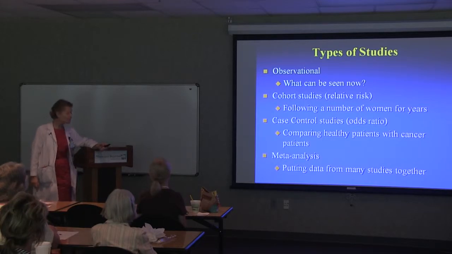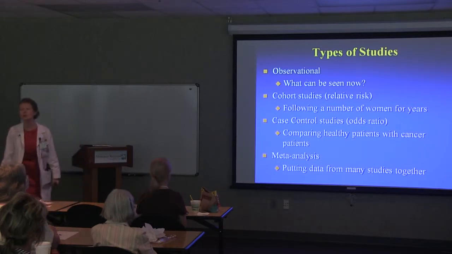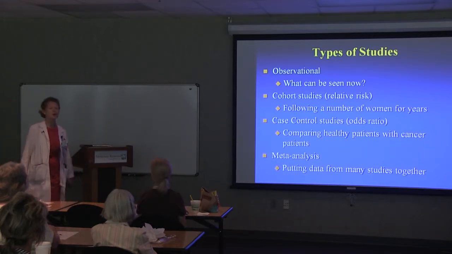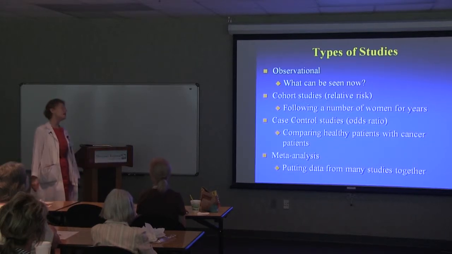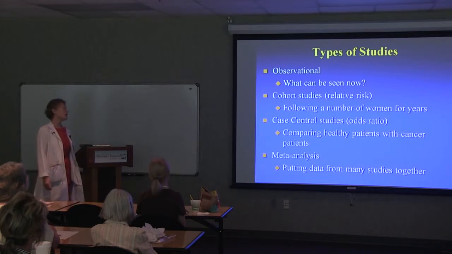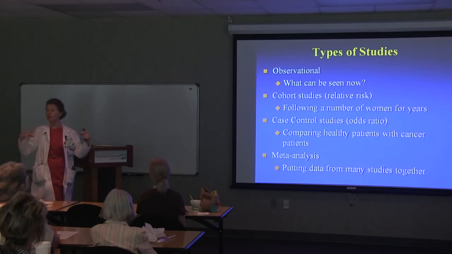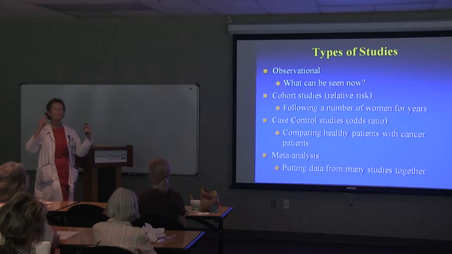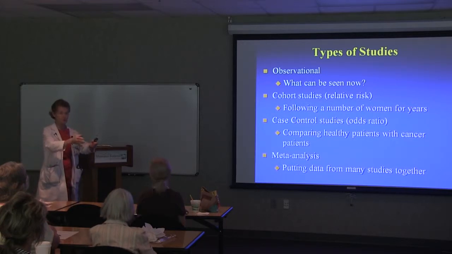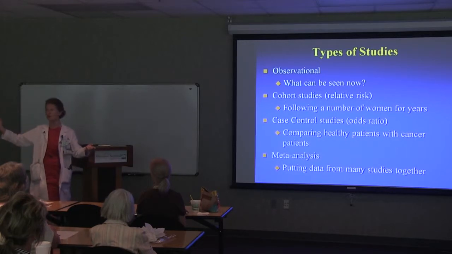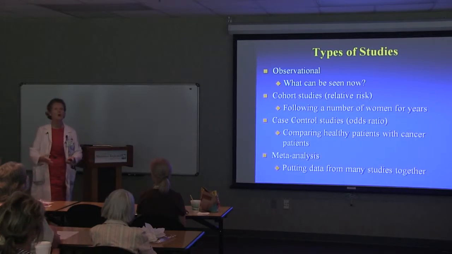So, with these studies, we mainly have observational studies. That means we just look at all patients with ovarian cancer and see what happens. Then there are cohort studies, where we follow patients over years and years. We assess risk factors when they start the study, and then we follow them and see what happens. One of the biggest studies is the Nurses' Health Study.